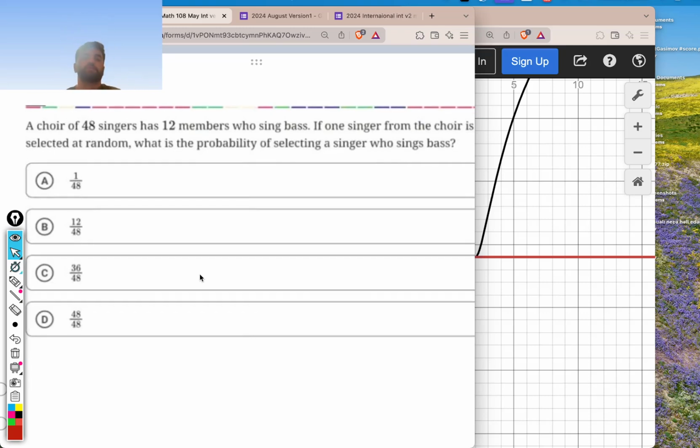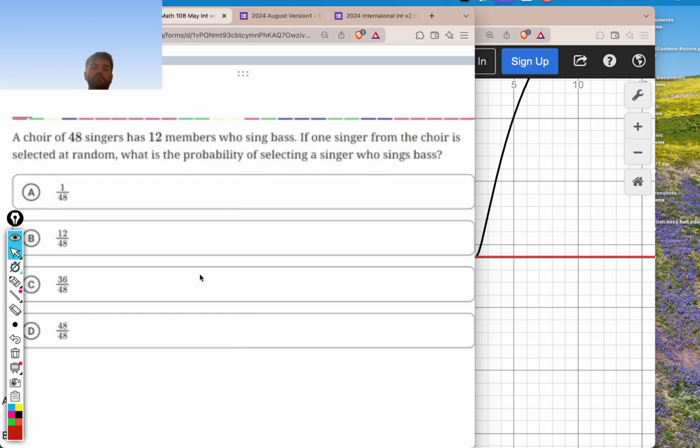Okay, first one, it says we have 48 singers and we have 12 members who sing bass. What's the probability of selecting bass? 1/4, or B.